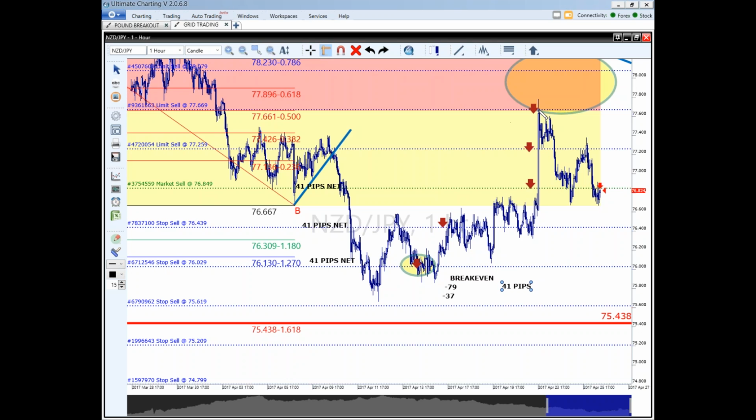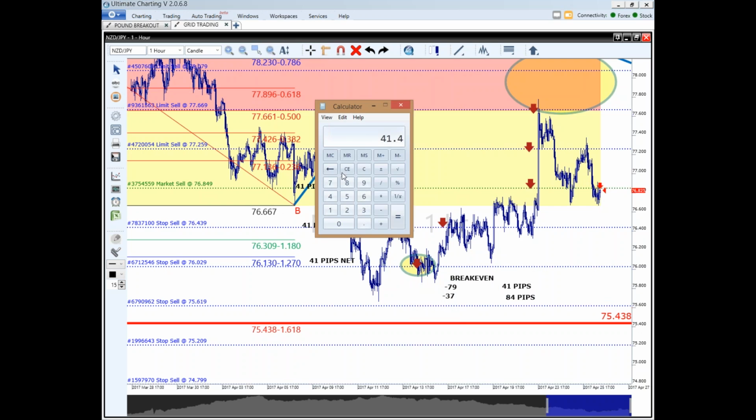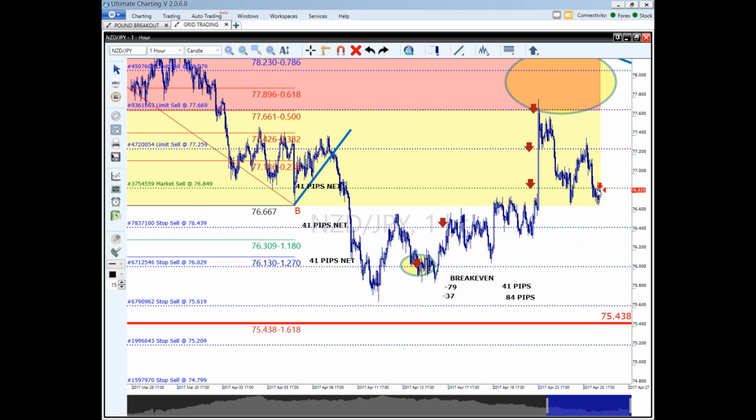Our fifth trade is up 84 pips. So let's go ahead and do the math here. Pull out a calculator. As you can see, we've got 79 minus 37 equals negative 116, plus 0 break even equals negative 116, plus 41 pips equals negative 75, plus 84 pips. We're positive 9 pips on our trade right now. So we've got about 32 pips left to go before we make our 41 pips net.